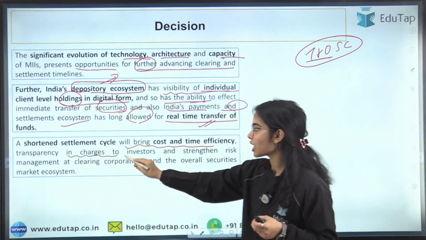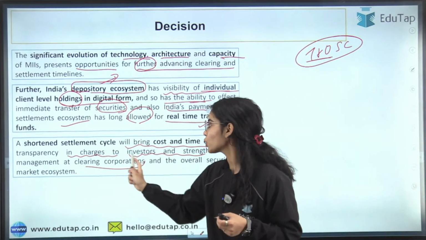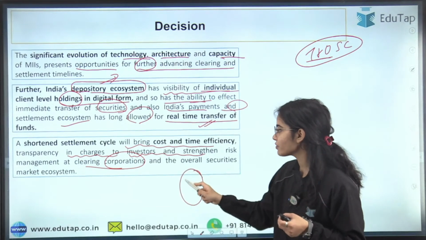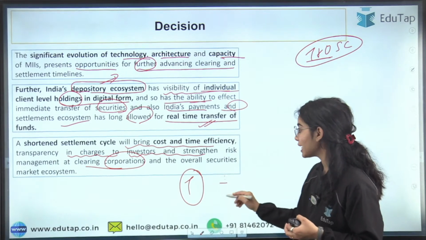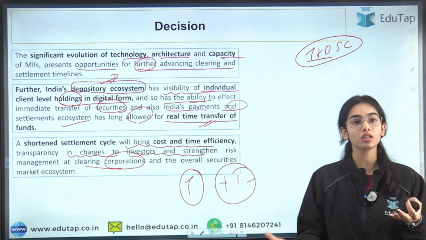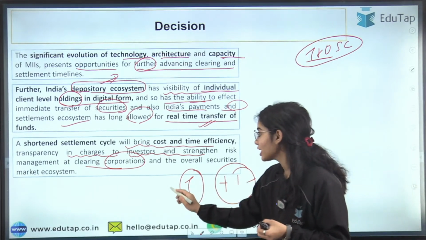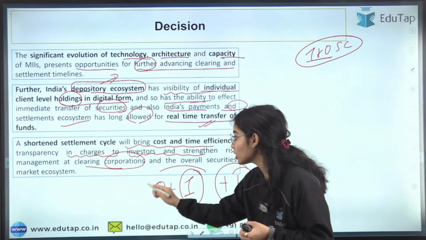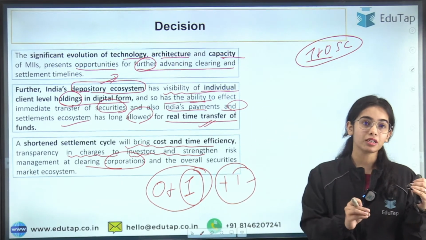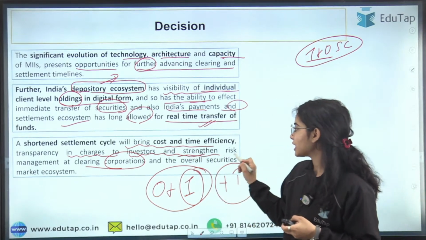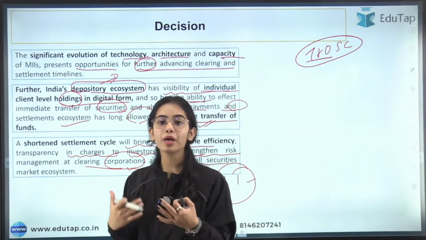Transparency will be brought in charges to the investors, and the risk management system at clearing corporations will also be strengthened. On one day you initiate your transaction; what if on the next day you do not have the security for the settlement? This kind of risk was involved. But if the initiation and the settlement are happening on the same day, the risk will be reduced. So risk management at the clearing corporation will be strengthened, and the overall securities market ecosystem will become more efficient.